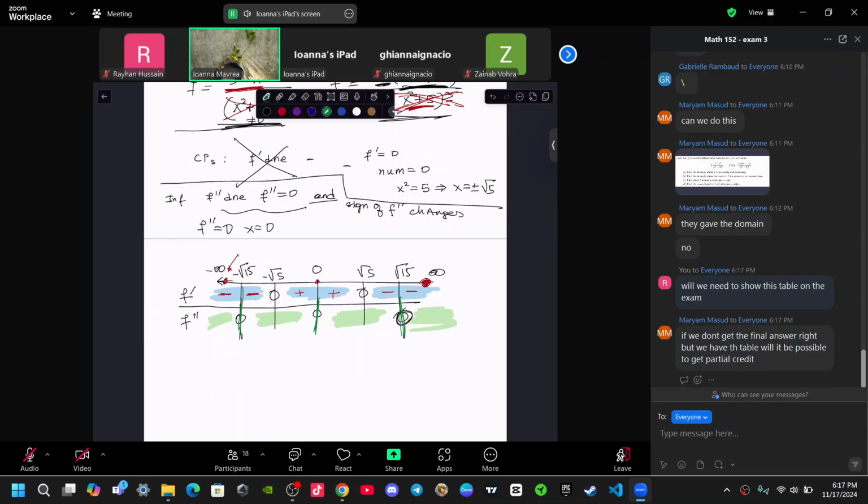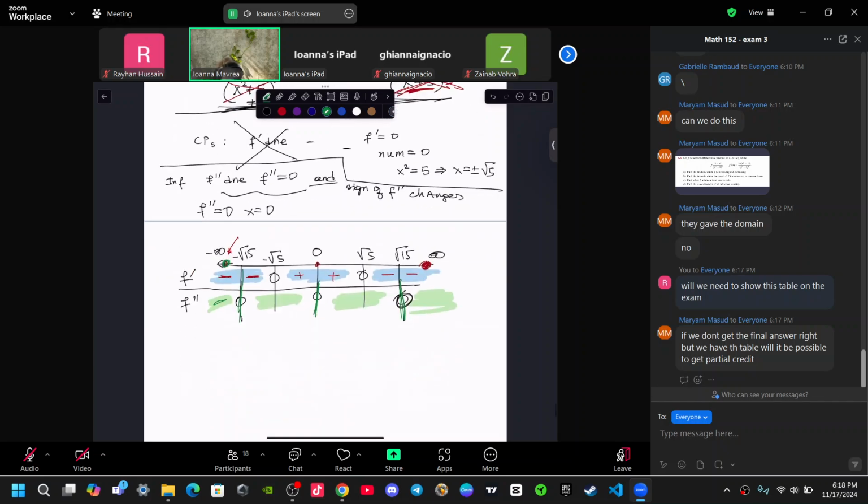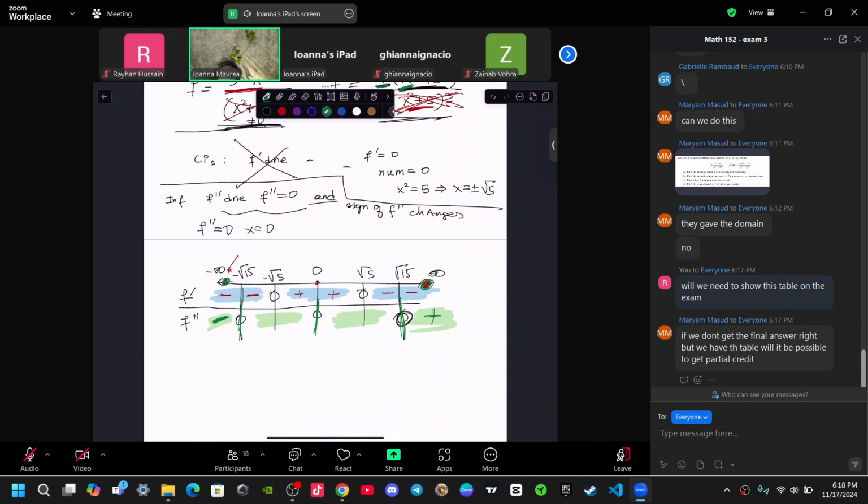Anyway, so you pick another number here, let's say negative gazillion. You put it in. Negative gazillion means negative. Negative gazillion minus something else. Negative gazillion is going to be huge. Huge squared. That's going to be positive. So negative times positive is negative. So that's negative. You go to the other side. Positive gazillion. Positive gazillion, that's positive. That's still positive, so that's positive.